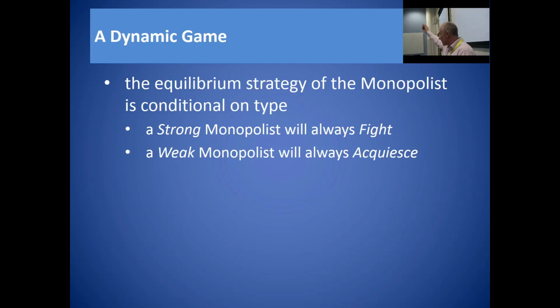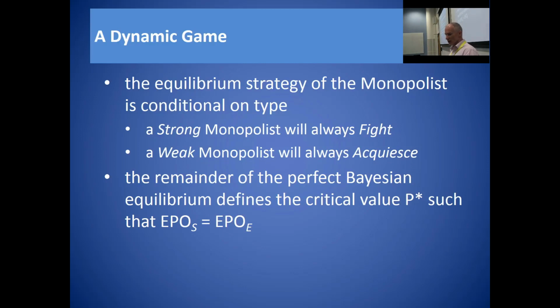So remember, if market entry doesn't occur, there's no choice for the monopolist to make. It's only after market entry has occurred. And given its type, a strong monopolist, one who has invested in sunk costs, will always choose to fight. A weak monopolist, a monopolist who has not invested in sunk costs, will always choose to acquiesce.